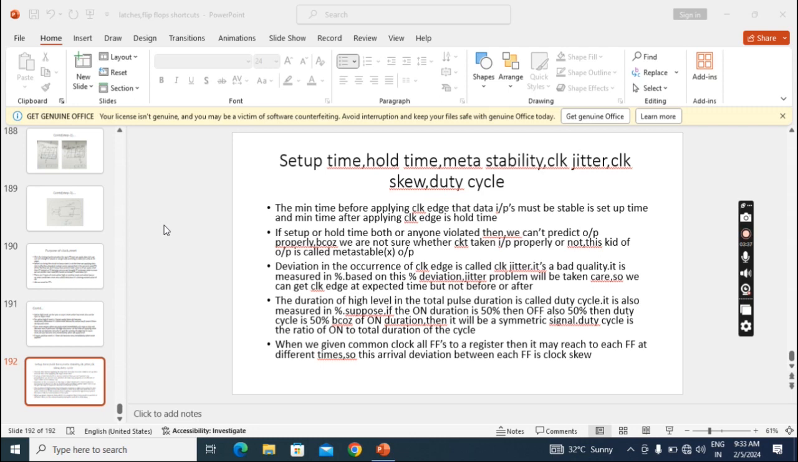Suppose I say the duty cycle is 30%. Out of 100% of the signal duration, only for 30% the signal is high, and the remaining 70% the signal is low. This is about duty cycle.